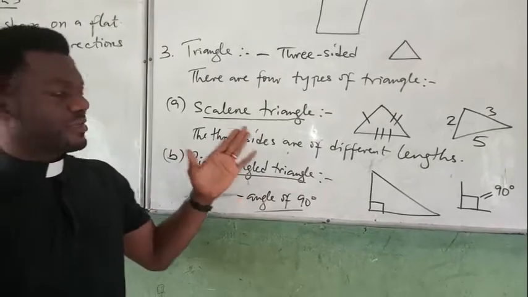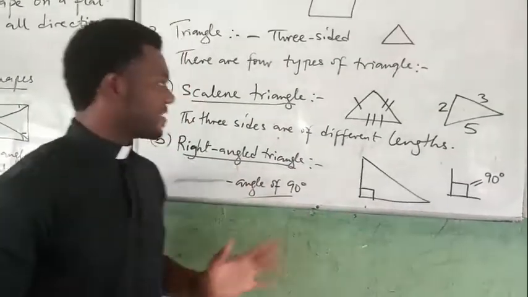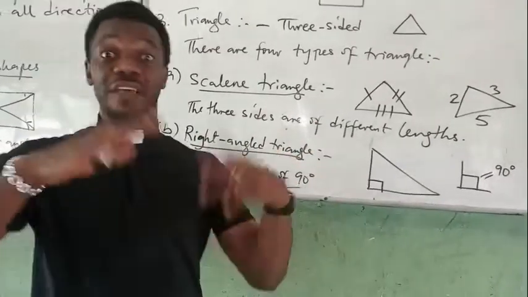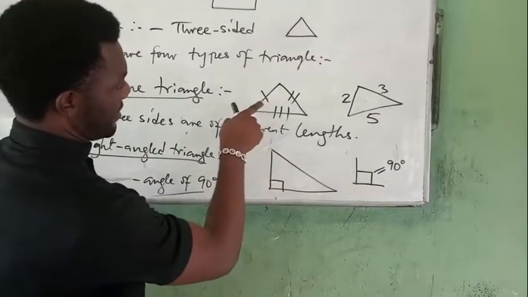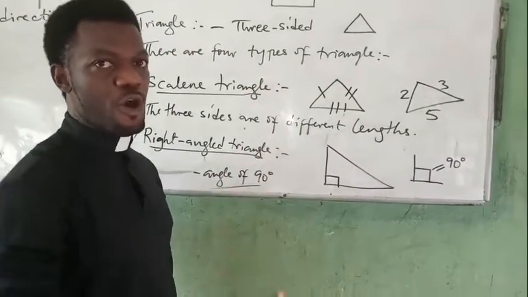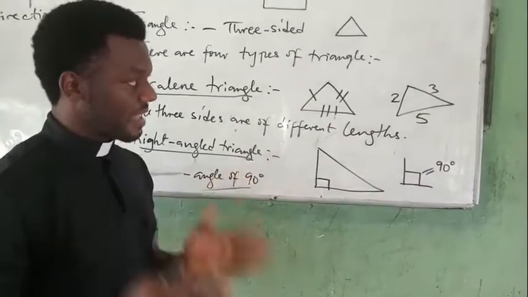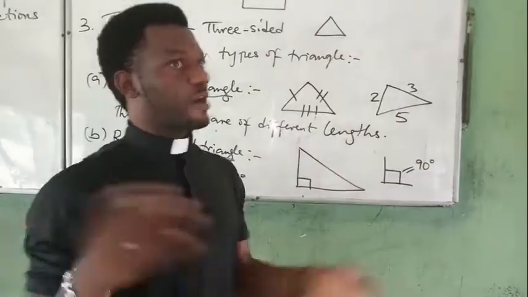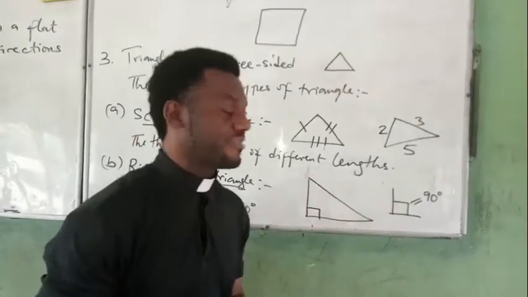In this type of triangle, all the sides have different sizes. The 3 sides are of different lengths. This is a scalene triangle. See, here is 1, here is 2, here is 3. So none of the sides are equal. All the sides are of different lengths. That is a scalene triangle. Like here also we have 2, 3, 5. They are different. Any triangle with different lengths is a scalene triangle.